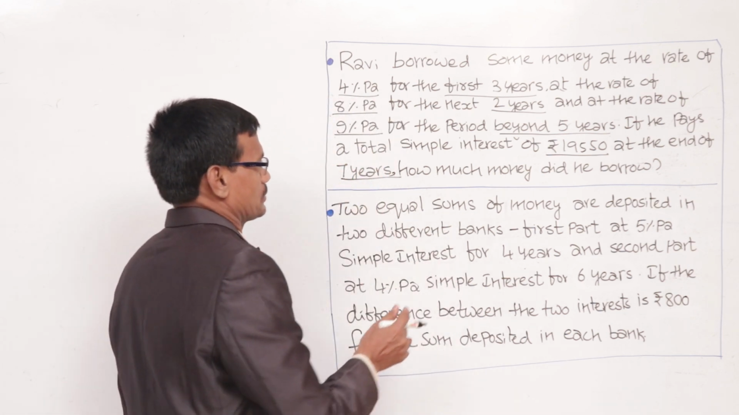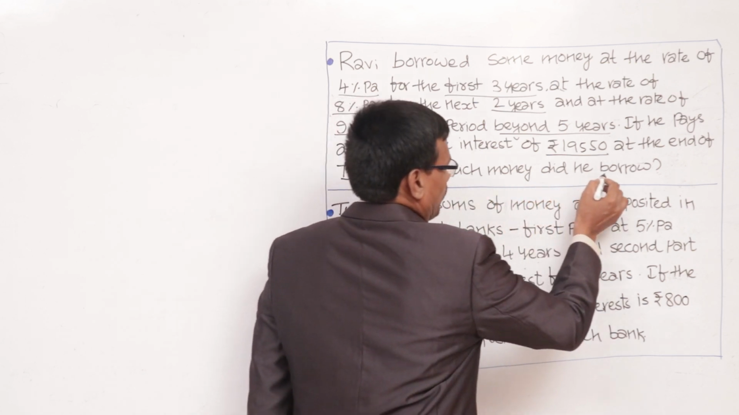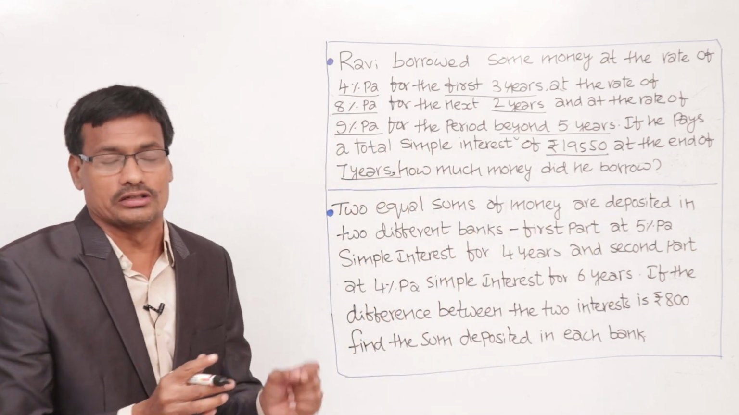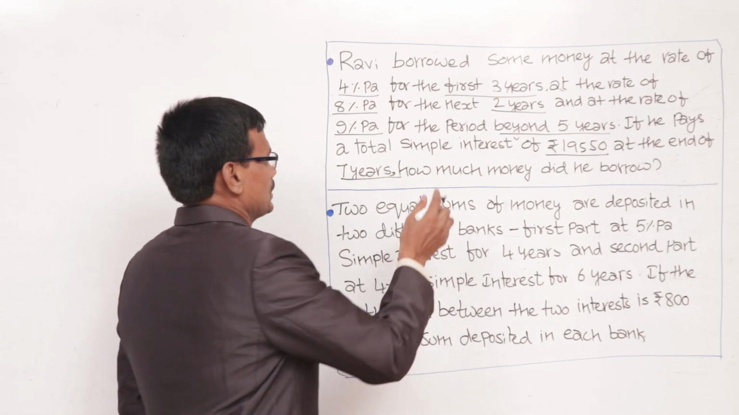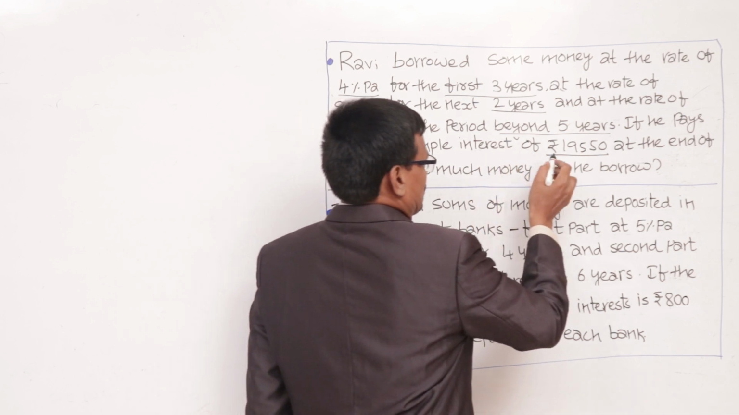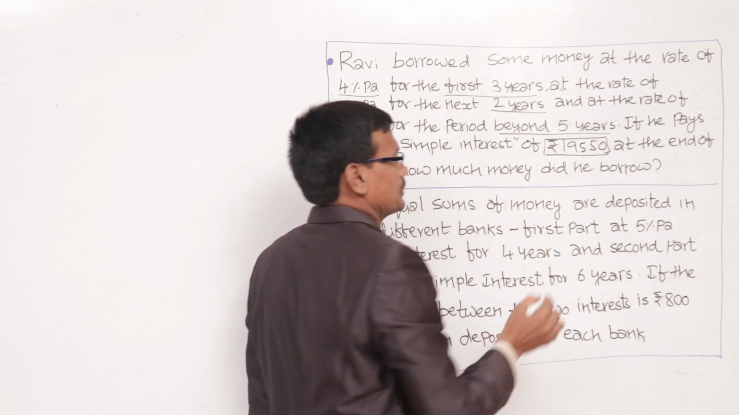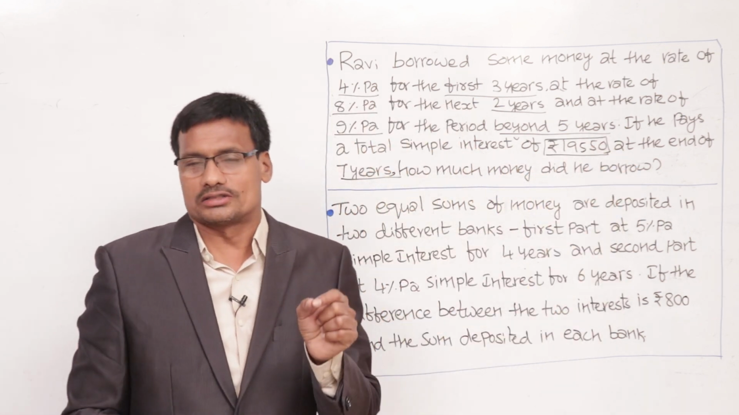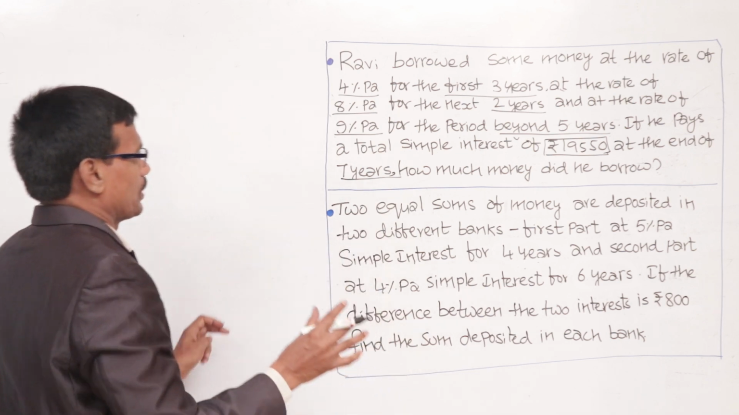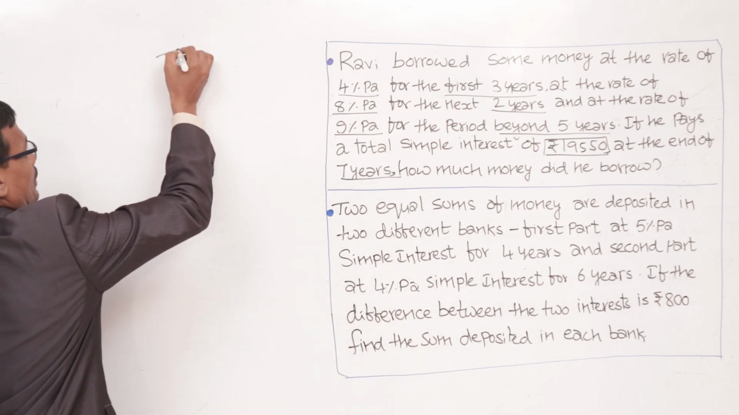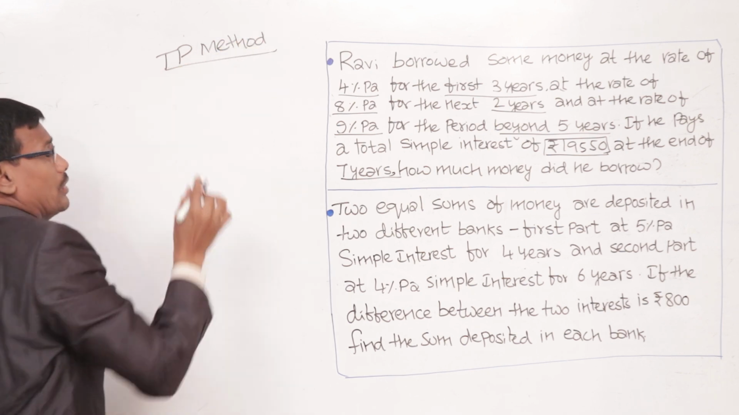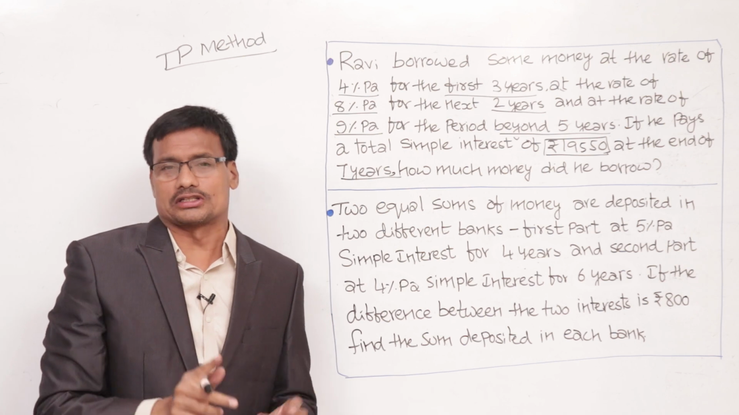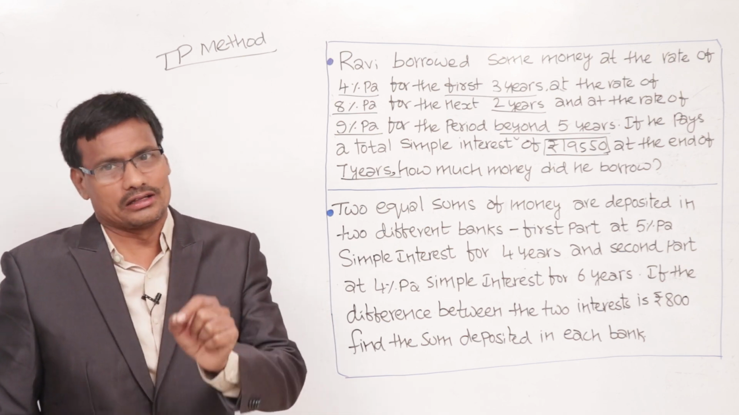So here they are asking how much money did he borrow? That means they are asking the principal. But what they are given? They are given a total simple interest of rupees 19,550. So they have given the interest and asking the principal. So remember our TP method. Always write whatever given in the first column and whatever asking in the second column.